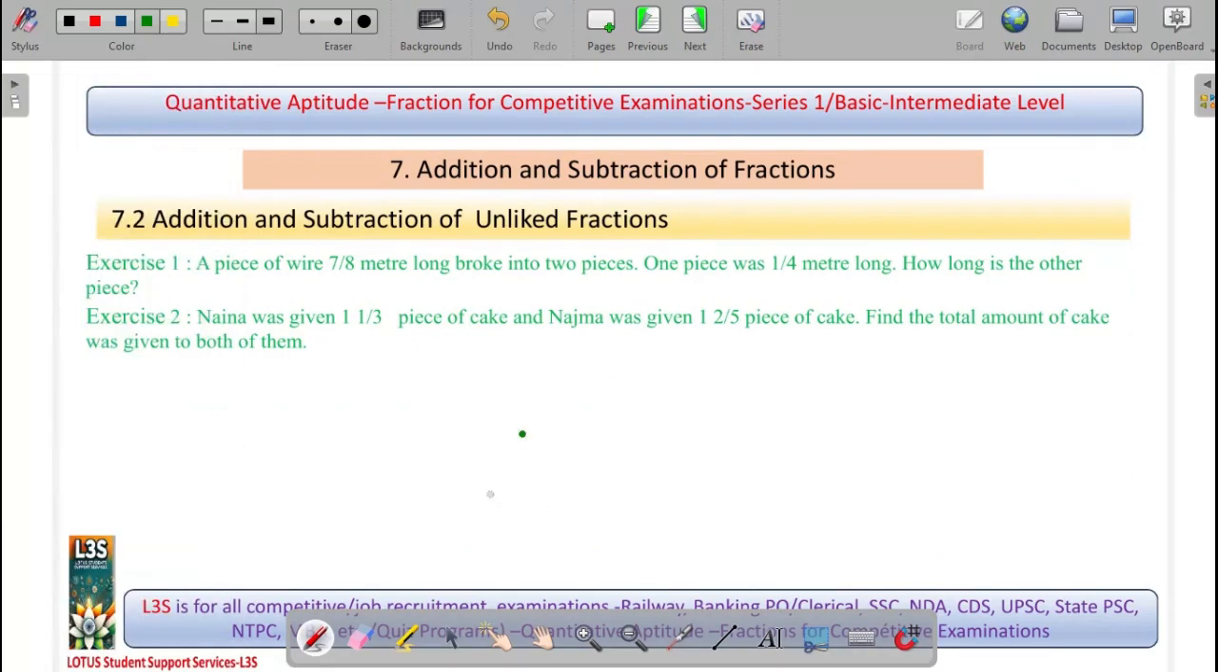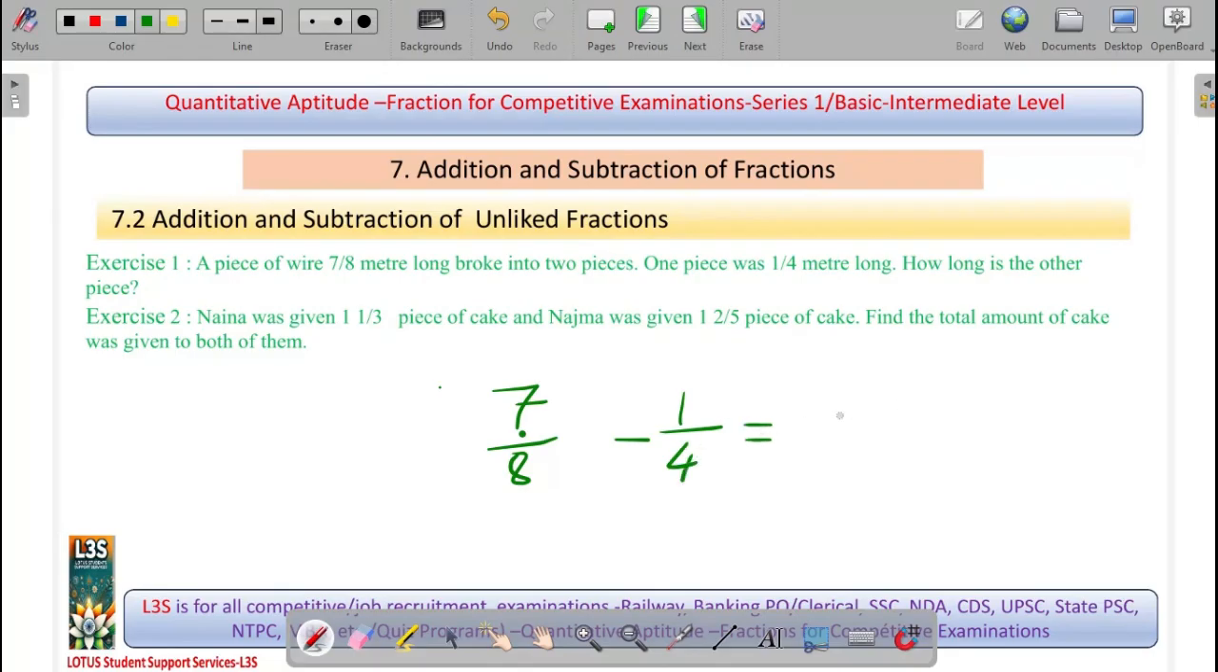Let's see exercise 1. A piece of wire 7 by 8 meter long broke into two pieces. One piece was 1 by 4 meter long. How long is the other piece? So it will be simply, the total is 7 by 8, minus one piece which is 1 by 4. So the other piece will be 7 by 8 minus 1 by 4.